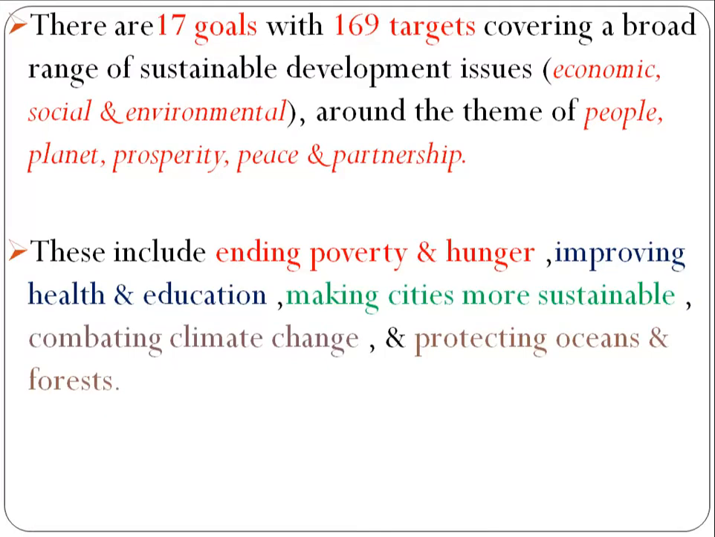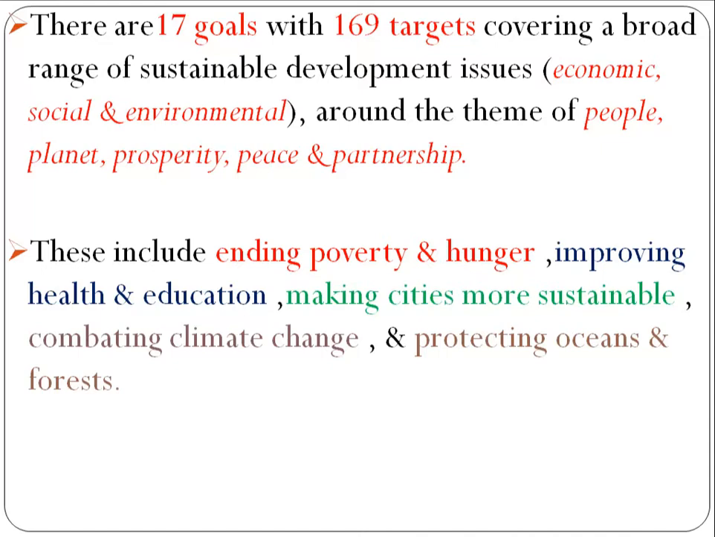Now, instead of 8, there were now 17 goals and 169 targets that related towards health. And they included economic, social, and environmental issues, and were built around the theme of people, planet, prosperity, peace, and partnership. There are 5 P's: people, planet, prosperity, peace, and partnership. It's the same thing the Millennium Development Goals said: ending poverty and hunger, improving health and education, making cities and villages more sustainable, combating climate change, and protecting oceans and forests, that is, the environment.